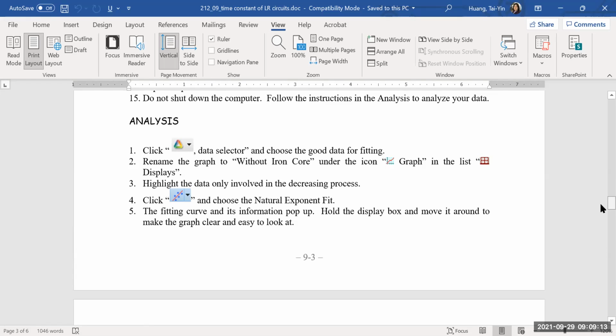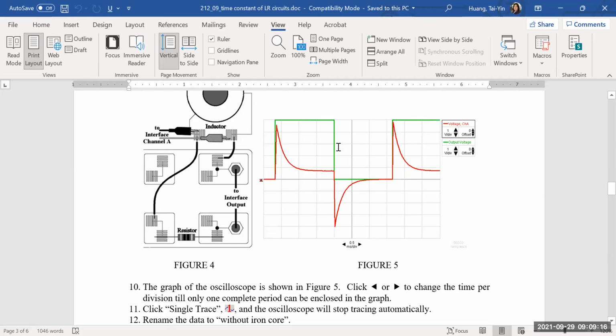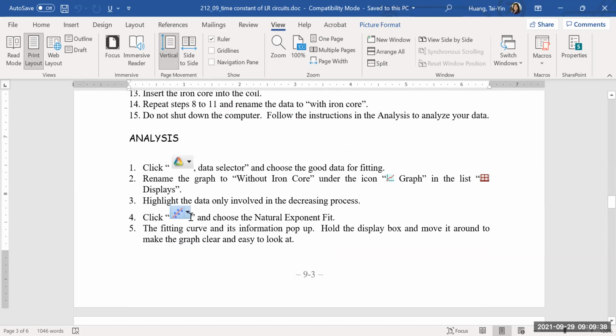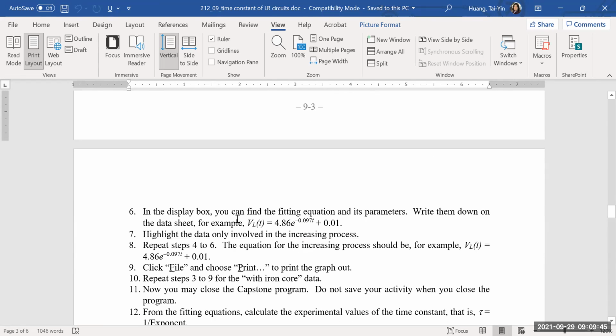So in other words, once you have that on your oscilloscope, you want to use a highlighter to select the data that will be fitted. Once you highlight those regions, do not include the outlier data points, otherwise you're going to mess it up. So just highlight the part that involves the decreasing, and then use this function to choose a natural exponent fit. And then once you do that, the program is going to return a form that's very similar to this.